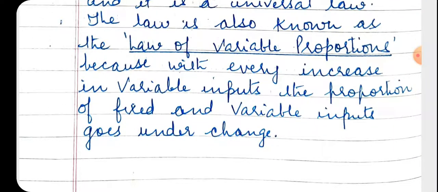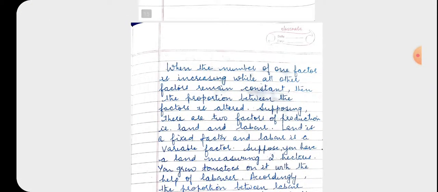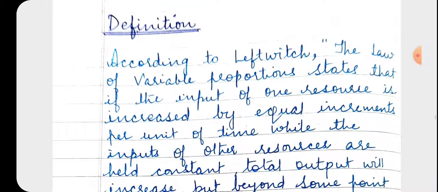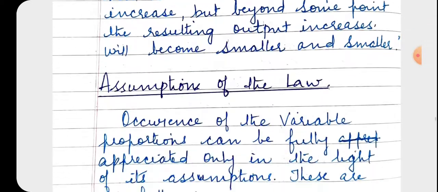What does the law of variable proportion state? It says that when more and more units of a variable factor are combined with a fixed factor, the total output at first increases more than proportionately, that is, at an increasing rate, then at a proportionately constant rate, then less than proportionately, which means a diminishing rate. This is what the law of variable proportion says. When we combine increasing, constant and diminishing rates together, it comes under the law of variable proportions. We have already seen all this. This is the definition which I have told you now.